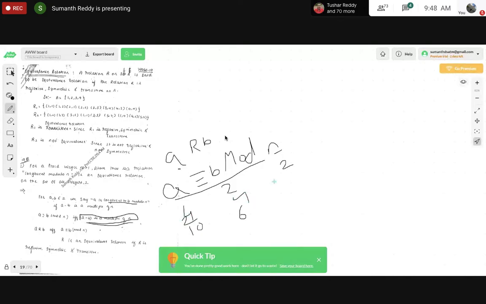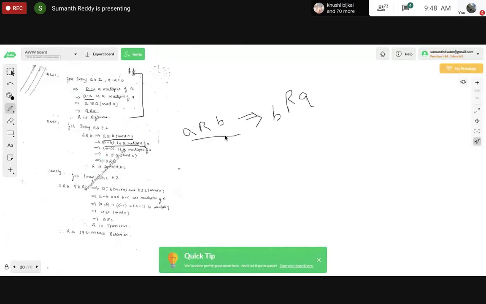So if 4 minus 2 is a multiple of 2, even 2 minus 4 is also a multiple of 2, but I'll get minus 2, but it doesn't matter. Correct, right? In the same way, if 10 is congruent to 6 mod 2, even 6 is congruent to 10 mod 2, because 6 minus 10 is minus 4, but still it is a multiple of 2. Correct, right? So based on this property, if A minus B is a multiple of n, similarly B minus A is also a multiple of n.